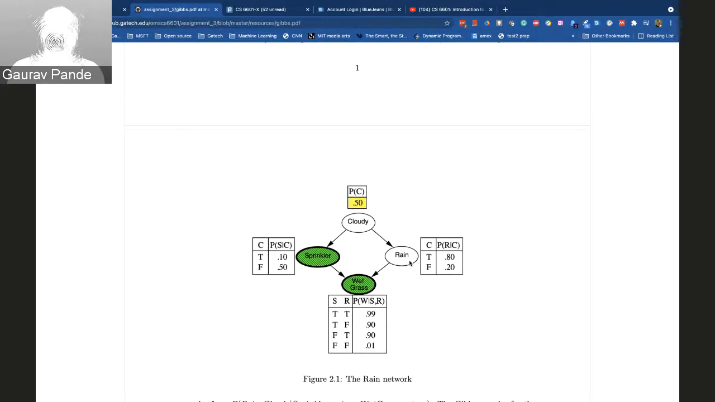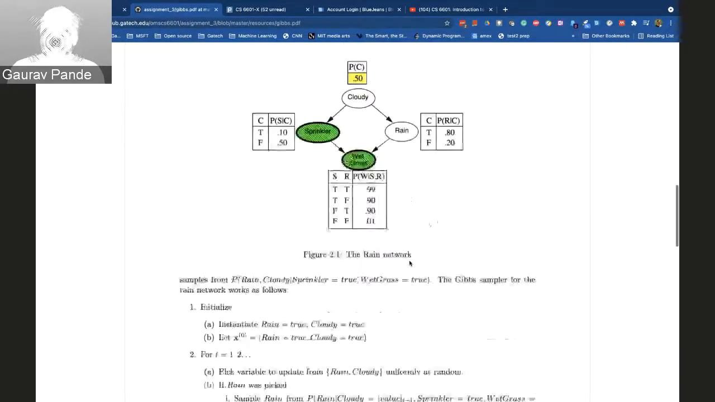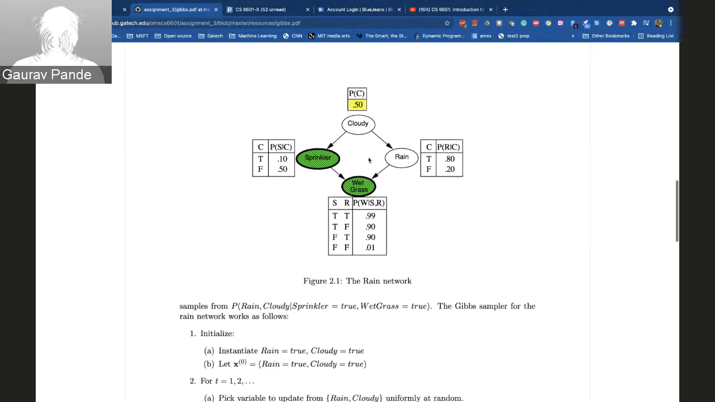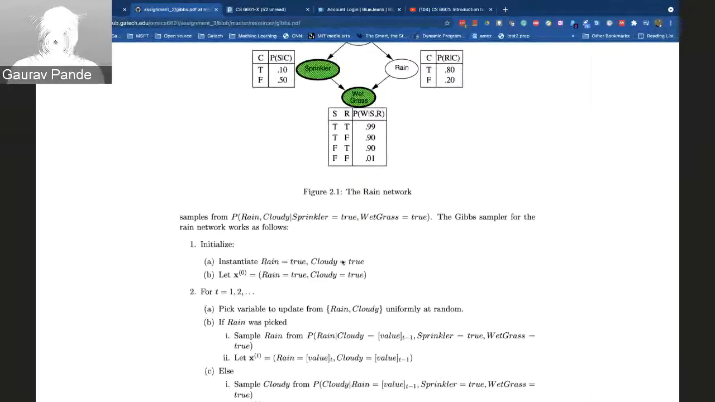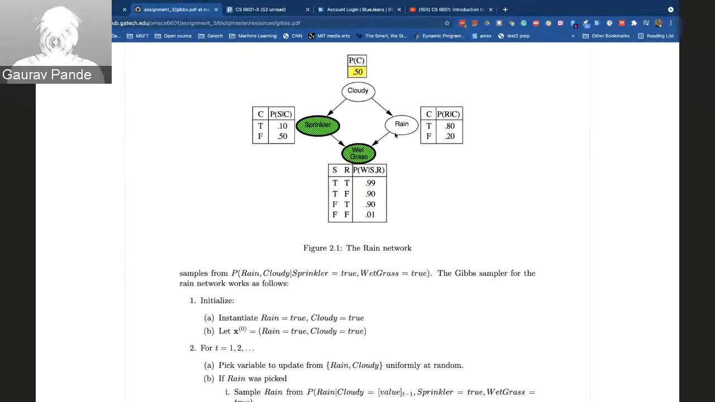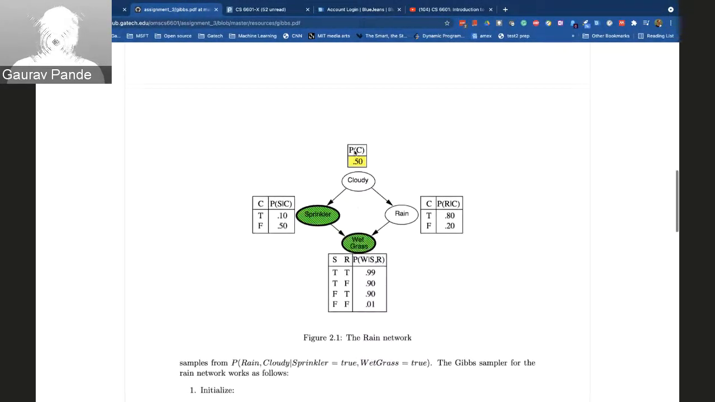So what you do is you initialize a random sample. By the random sample, I mean you set the value of each of these variables which you don't know randomly. You say, okay, let's begin by saying that rain is true, cloudy is also true, and so your initial sample will become rain true, cloudy true, sprinkler true, and wet grass true, which is given to you in this inference problem.